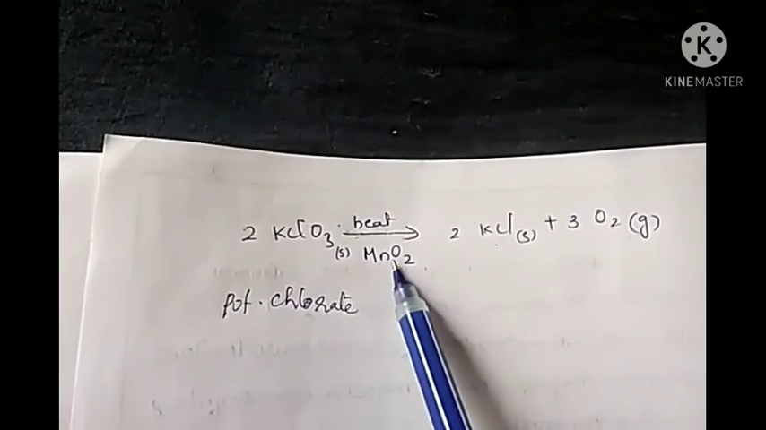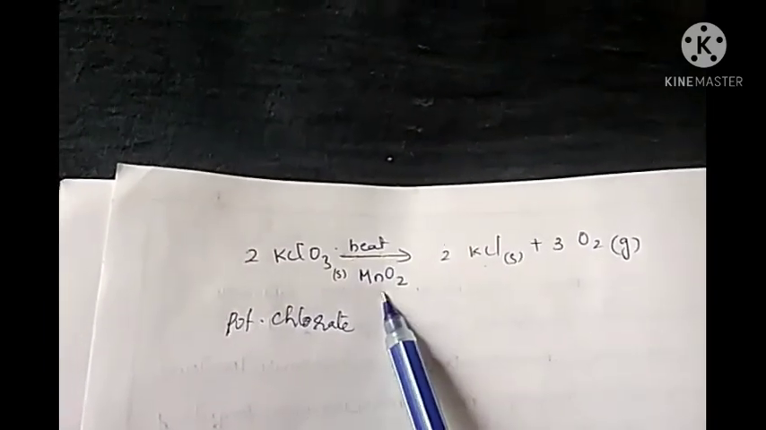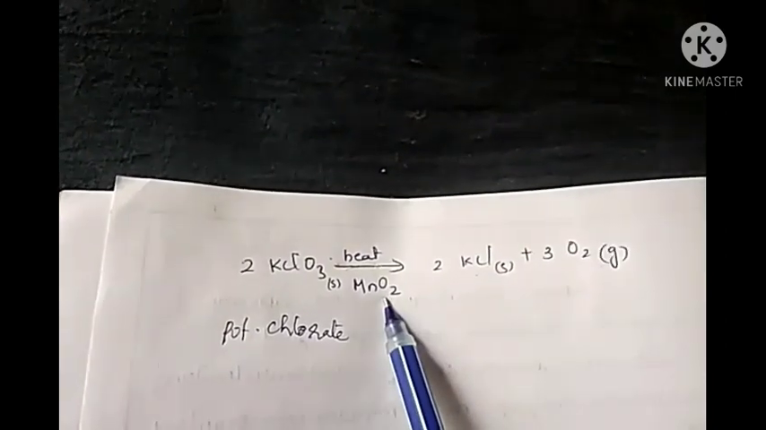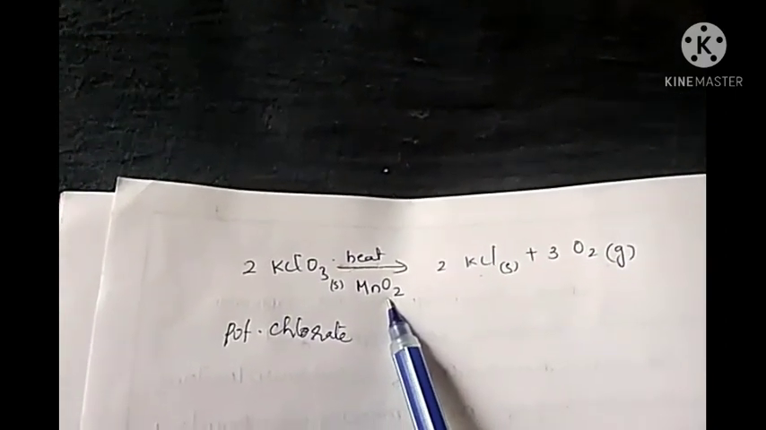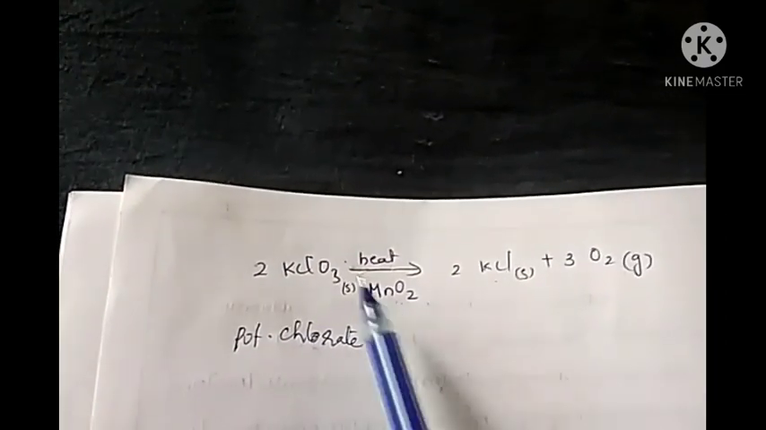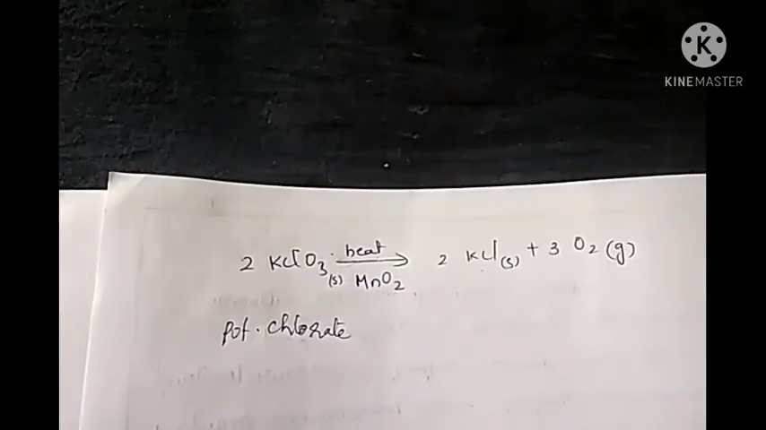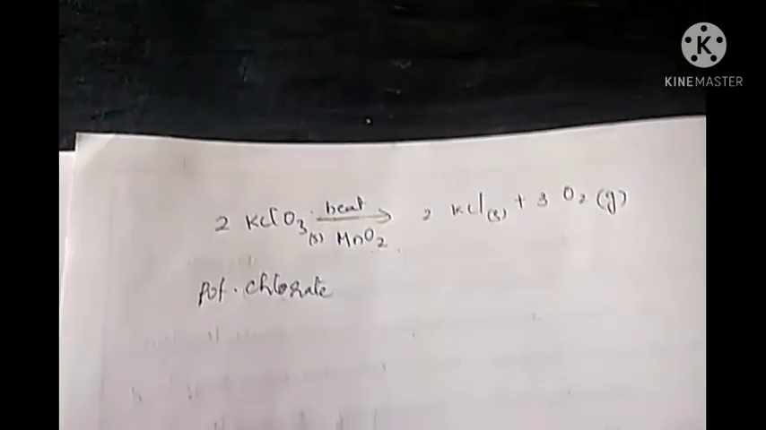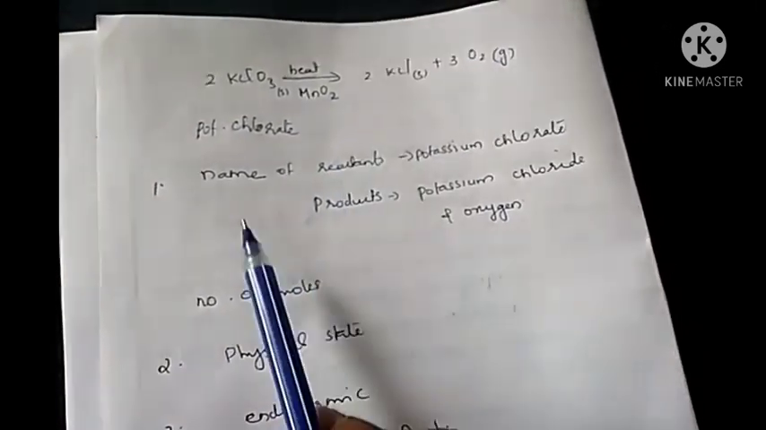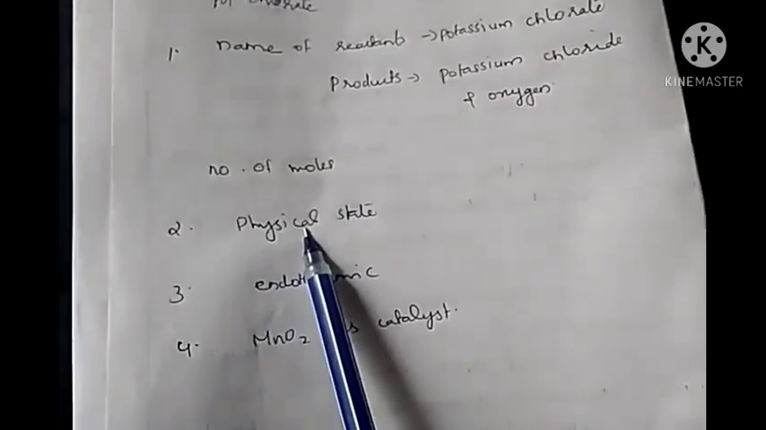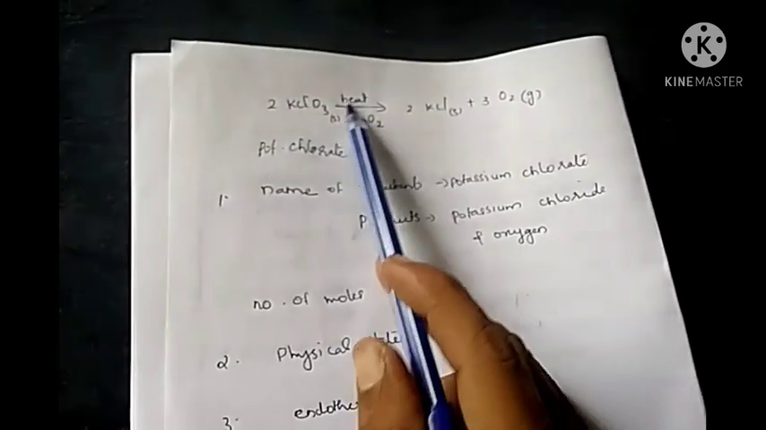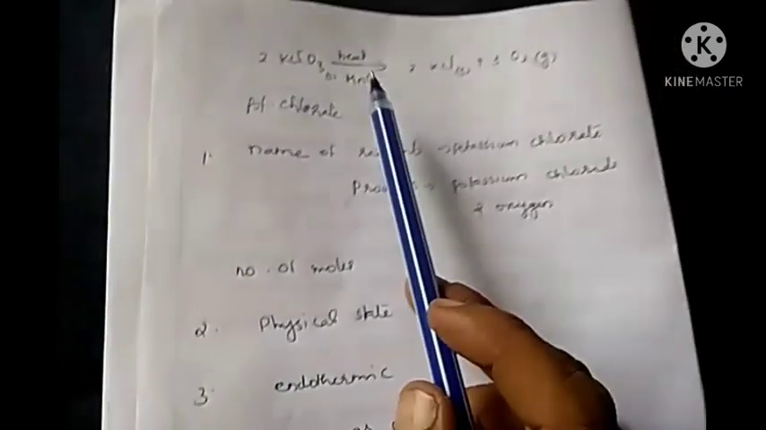Then MnO2. Why we are writing MnO2 here below the arrow? That means it is acting as a catalyst here. MnO2, that is manganese dioxide, is acting as the catalyst in this reaction. So these are the information we are getting from this balanced equation. So I'm telling once again, from this balanced equation we will get the name of the reactant and product, then number of moles of the reactants and product, their physical state, and since plus heat is written, it is an endothermic reaction and MnO2 is acting as the catalyst. These are the information we are getting from this balanced equation.